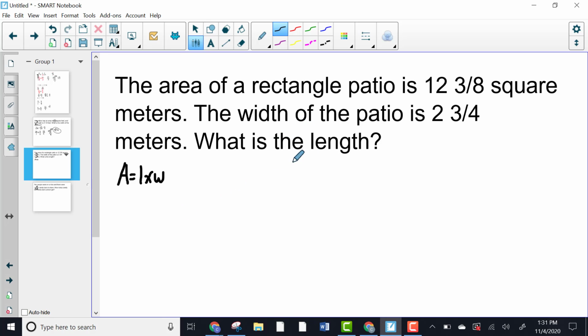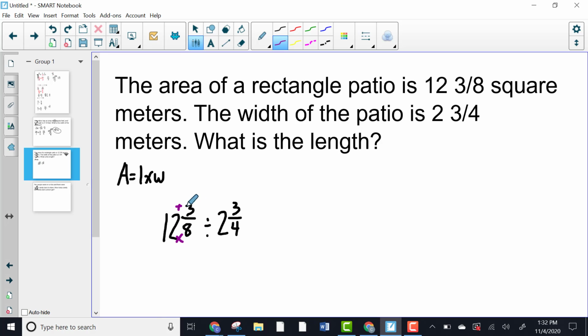So what we do is we take the area, 12 3/8, and then we divide it by 2 3/4. It's important to understand that when you're dealing with problems involving area, the area is the dividend and the known measurement is the divisor. That's a really important part. So we need to take these mixed numbers and make them into improper fractions.